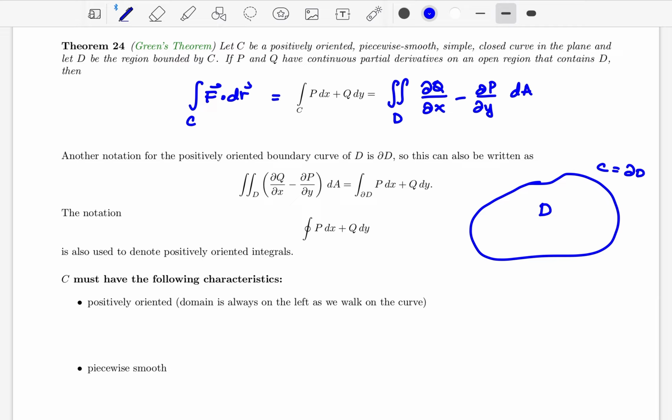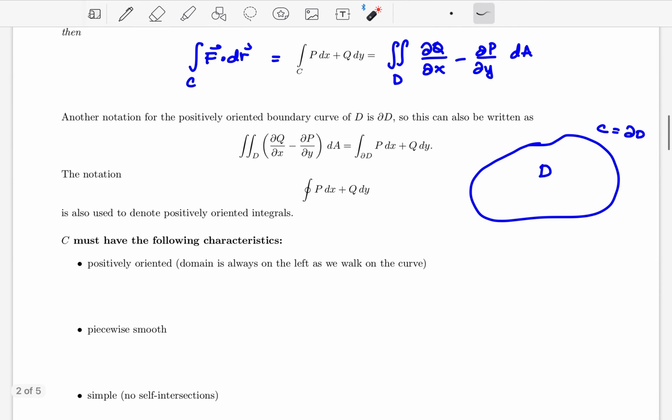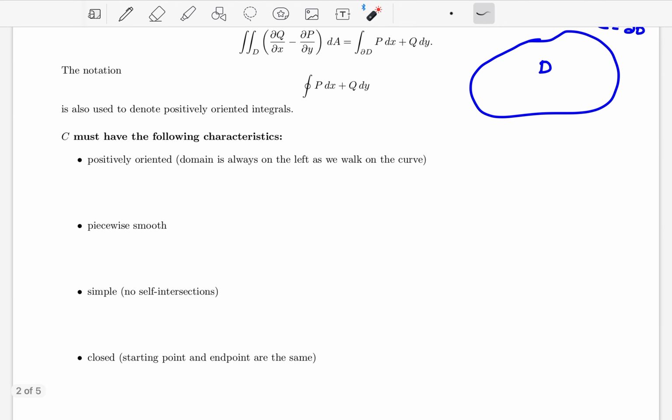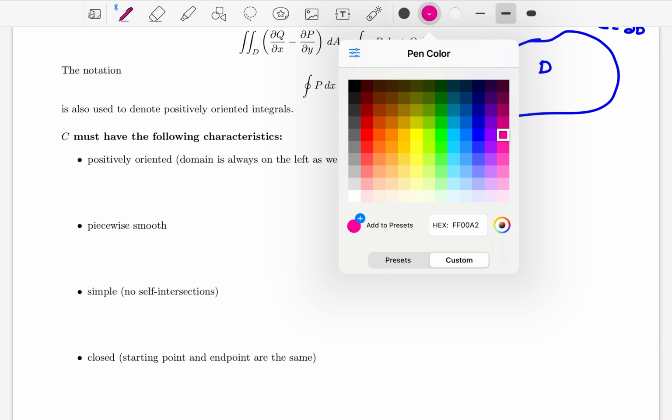Okay. Another notation for this is, instead of writing over C, we just put a little circle there because it means it's a closed curve. Okay. They all mean the same. All right. Now, let me go over each of these things. First of all, if I have the positive orientation, it means counterclockwise. That's all it means. It means counterclockwise.